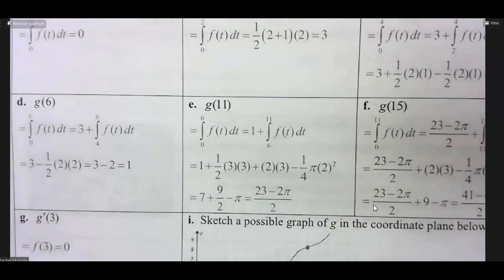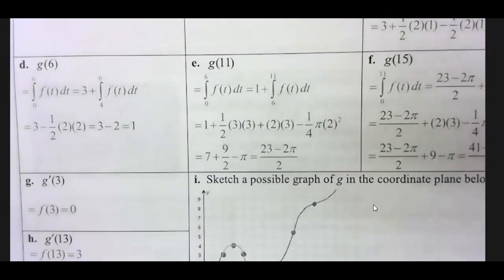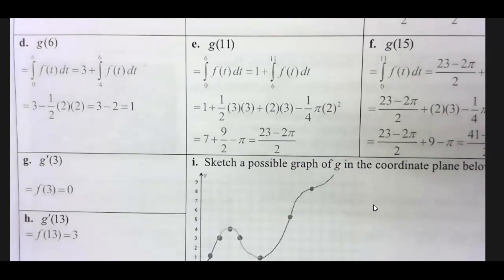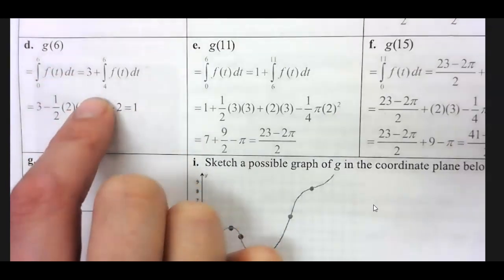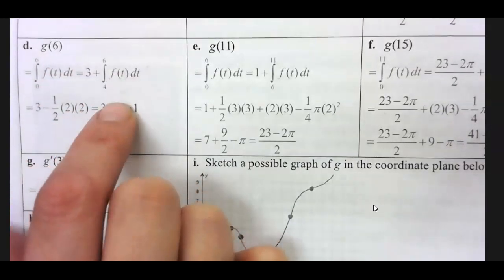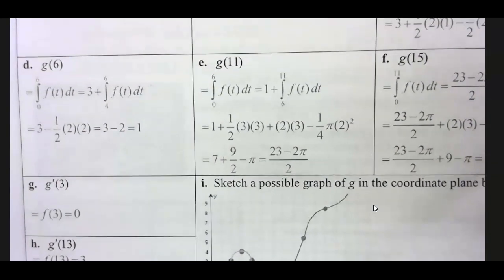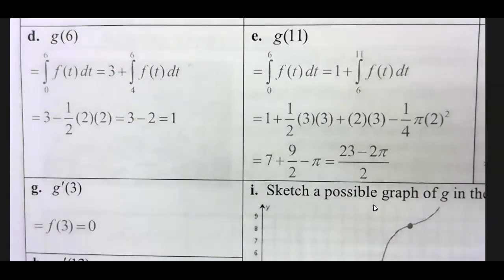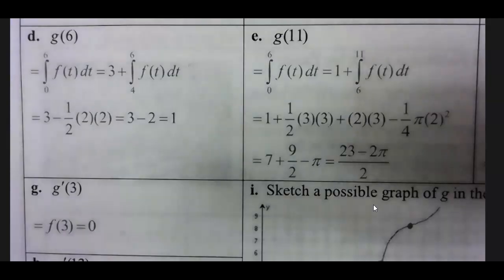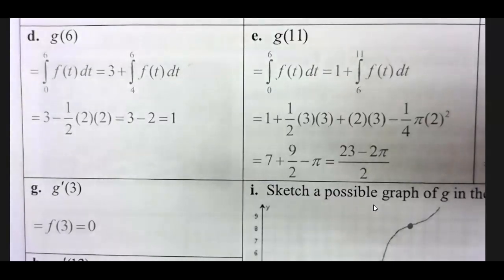And then in letter D and E, same idea, 0 to 6. You could take your initial, which is 3, and then change your integral to 4 to 6, and then use that to find the area under the curve. And then letter F.